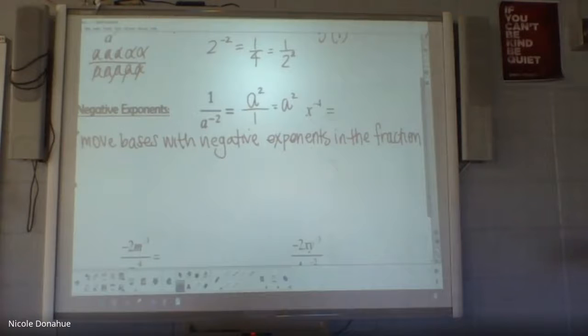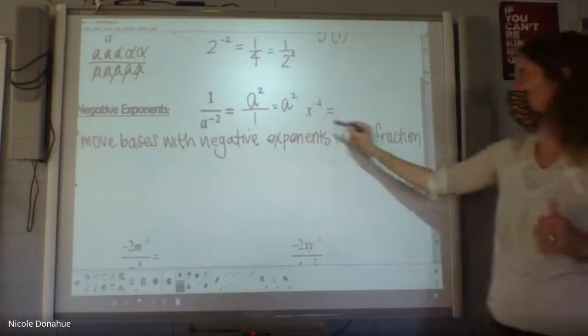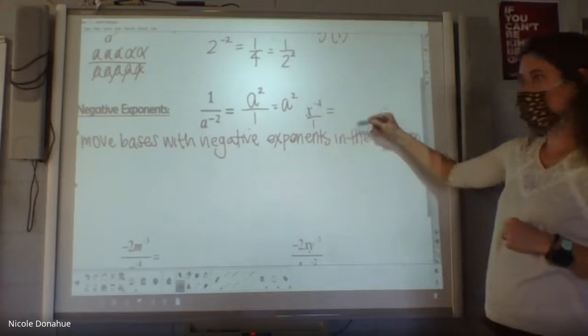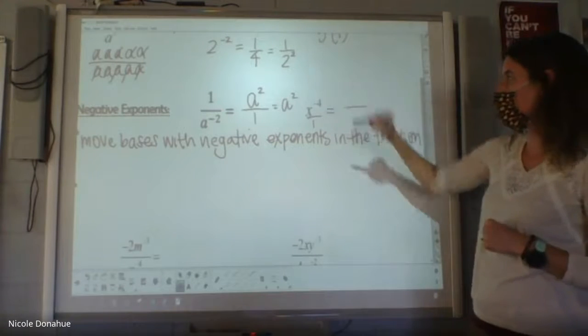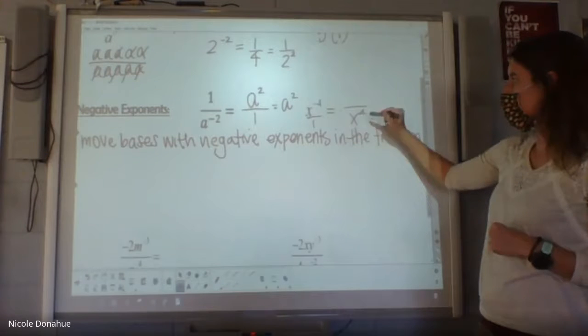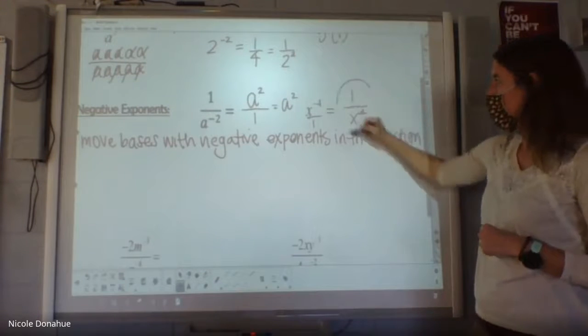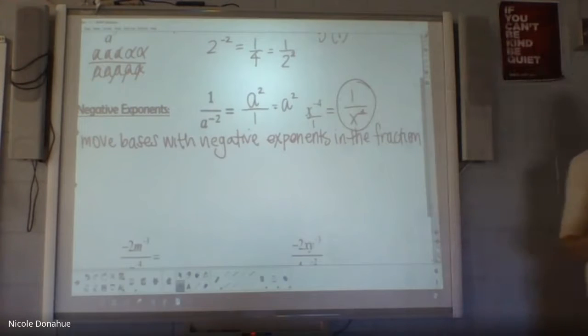Same thing with x to the negative 4th. Where is it right now in the fraction? Technically, it's on top. It's like it's on top of a 1. So we're going to move that to the bottom, like we were talking about up there. So x to the 4th power is going to be on the bottom. So it's going to be 1 over x to the 4th. We move its position in the fraction.